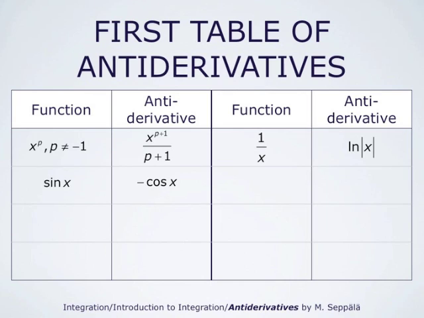Antiderivative of sine is negative cosine. Antiderivative of 1 divided by square root of 1 minus x squared is arcsine of x. Antiderivative of cosine is sine.